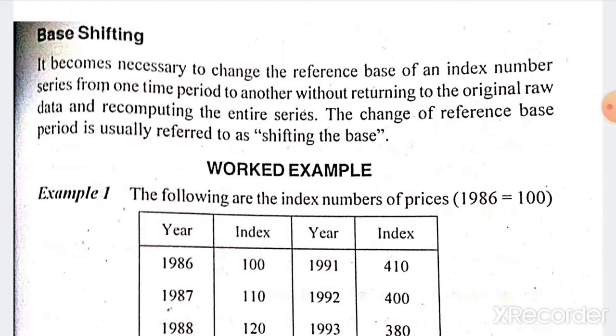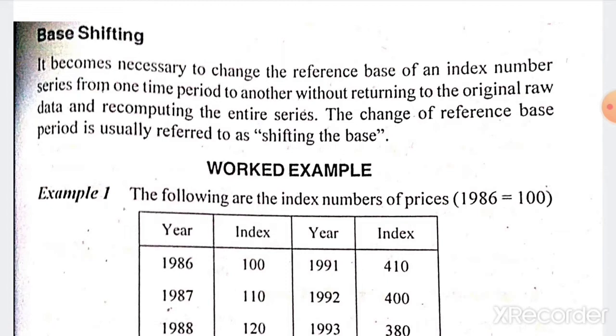Last class we have seen chain based index number and fixed based index number, how to find chain based index number using FBI value and link relative value. Similarly, calculation of FBI using CBI, all we have seen. So in this class we have to see, in the last section for this unit, base shifting.